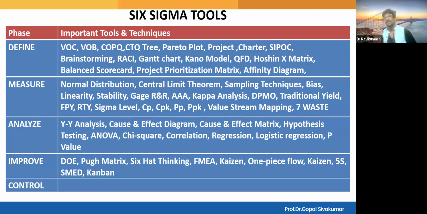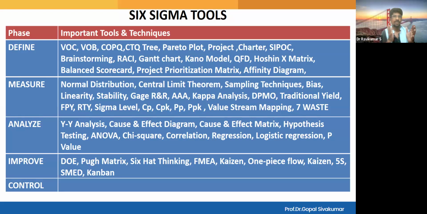The project charter will have 6 components. You will be learning that, no need to worry. For example: business case, problem statement, scope statement, goal statement, project timeline, and project team members. The remaining tools you will learn according to your scope. For example, a green belt will learn a lot of things, a black belt will learn more, and a master black belt will learn everything. So QFD, Ocean-X matrix, project prioritization matrix: every tool has its scope and its impact in the process.